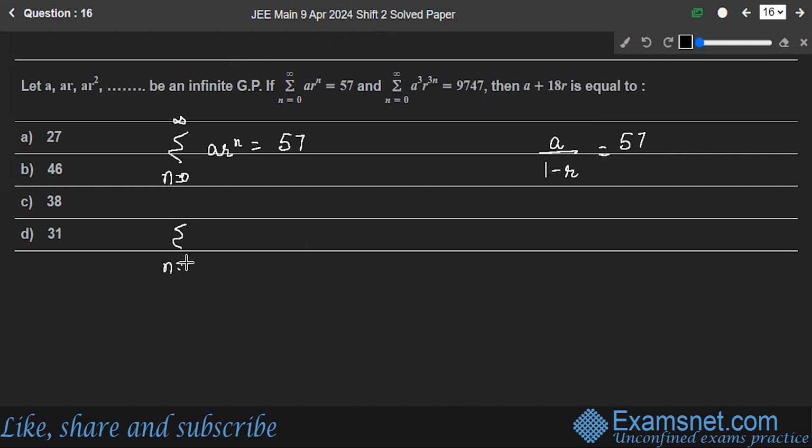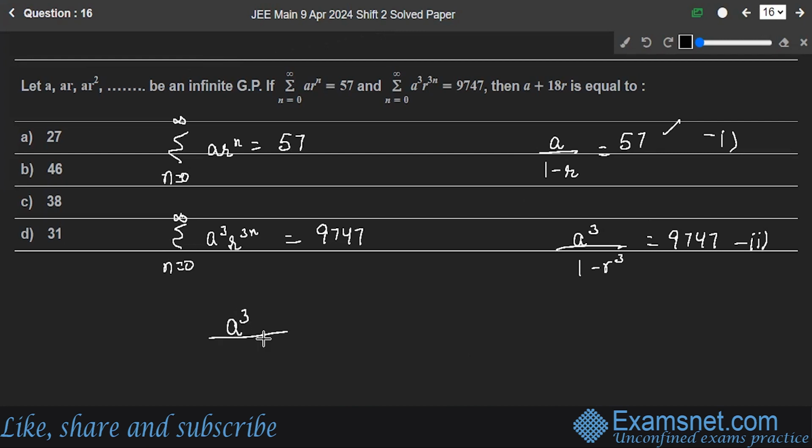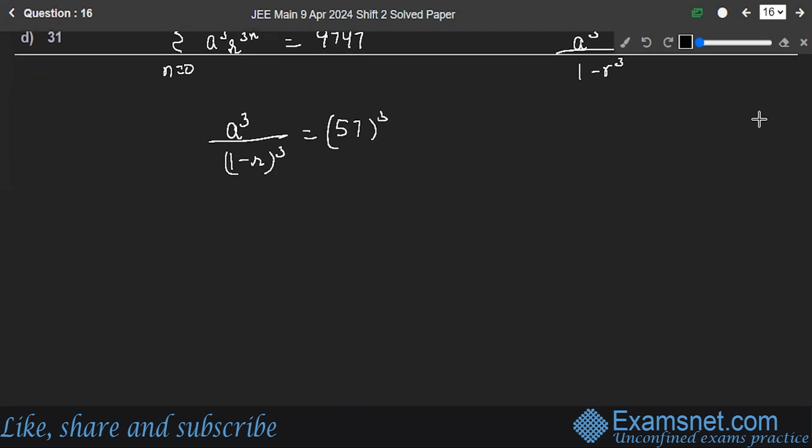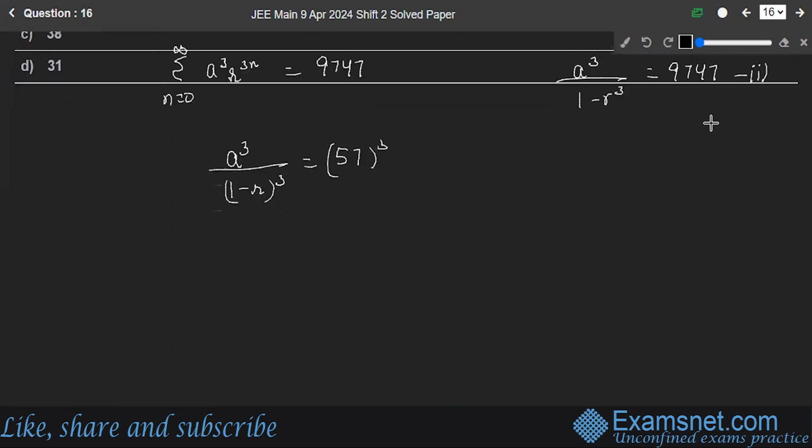Also, you are given summation from n is equal to 0 to infinity A cube R raised to power 3n is equal to 9747. So that means first term upon 1 minus R cube is equal to 9747. Let's say this is 1 and 2 respectively. Okay, let's do the cube of the first one and divide them. That will give you A cube upon 1 minus R whole cube is equal to 57 cube divided by A cube upon 1 minus R cube.